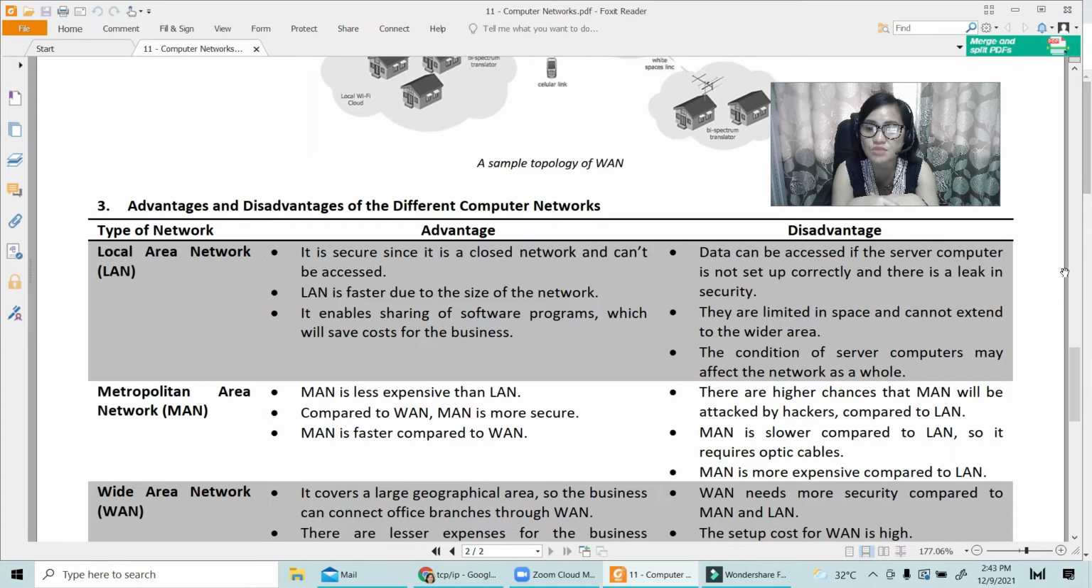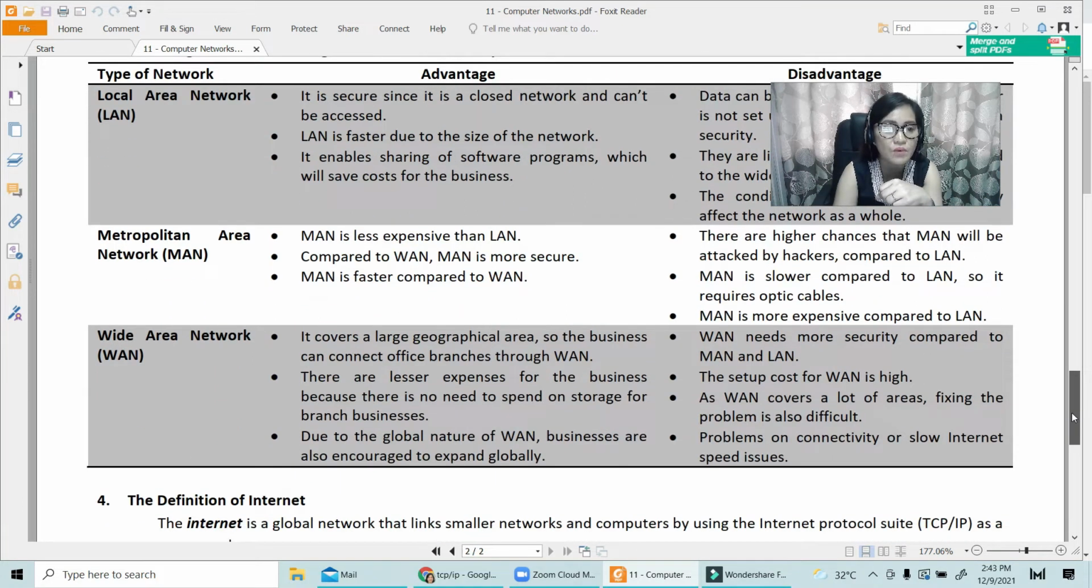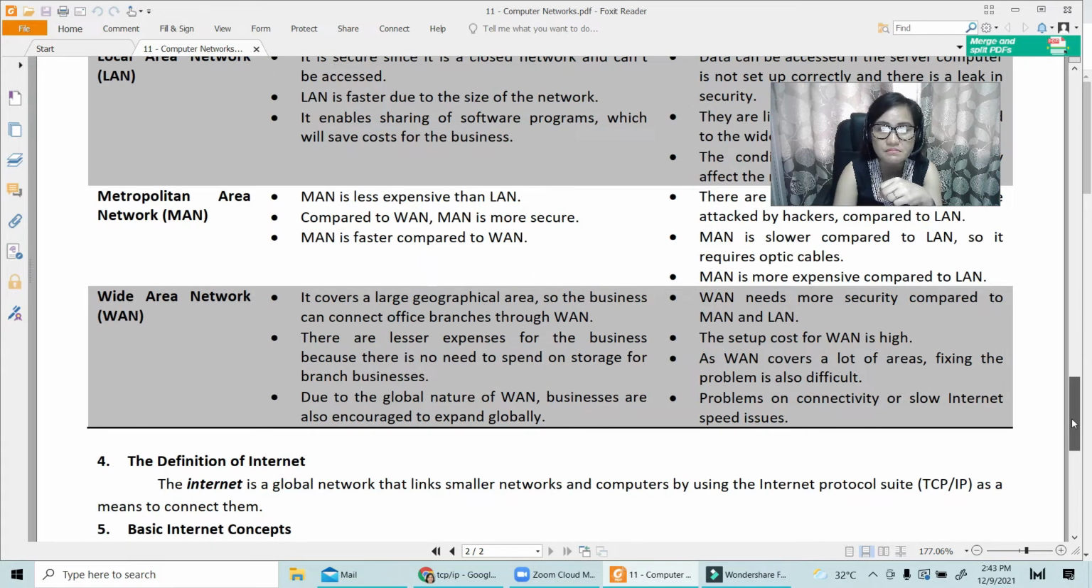And then MAN is more expensive compared to LAN, obviously because of the coverage of the area. Now we have the wide area network, or the WAN. It covers a large geographical area, so the business can connect office branches through one. Yes, because that is widely used everywhere you go now, especially now that we're in a pandemic.